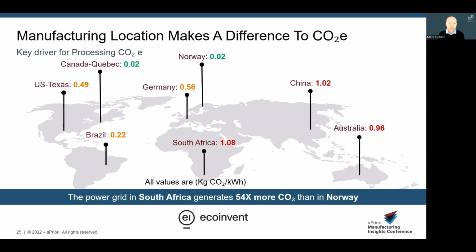So you can see the Quebec region in Canada and Norway use a lot of renewables to generate electricity, and so their CO2 equivalent emissions are quite low. Whereas South Africa, China, and Australia use a lot more carbon-heavy methods for generating electricity. So that's one way we can look at where we get the parts sourced from, and where we do the manufacturing. That's going to have some effect.